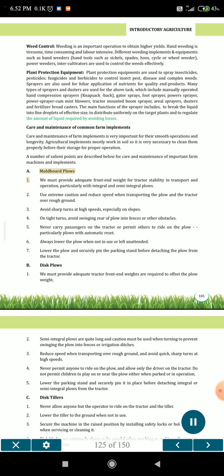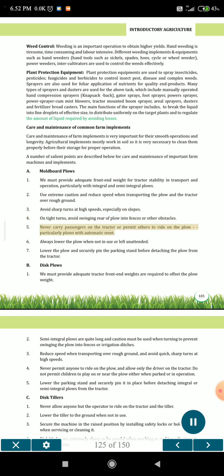A. Moldboard plows. 1. We must provide adequate front-end weight for tractor stability in transport and operation, particularly with integral and semi-integral plows. 2. Use extreme caution and reduce speed when transporting the plow and the tractor over rough ground. 3. Avoid sharp turns at high speeds, especially on slopes. 4. On tight turns, avoid swinging rear of plow into fences or other obstacles.